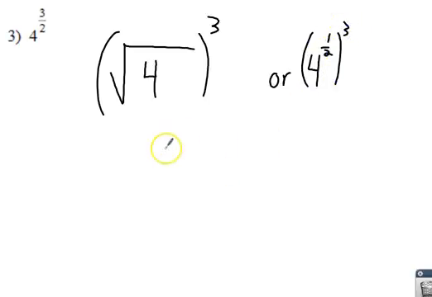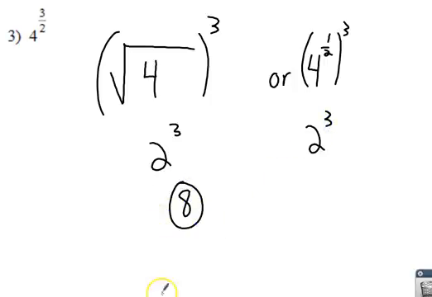Well, what's the square root of 4? Think about that for a second. It's 2. This will get you 2 to the third. What's 2 to the third? 8. That can be done without a calculator.